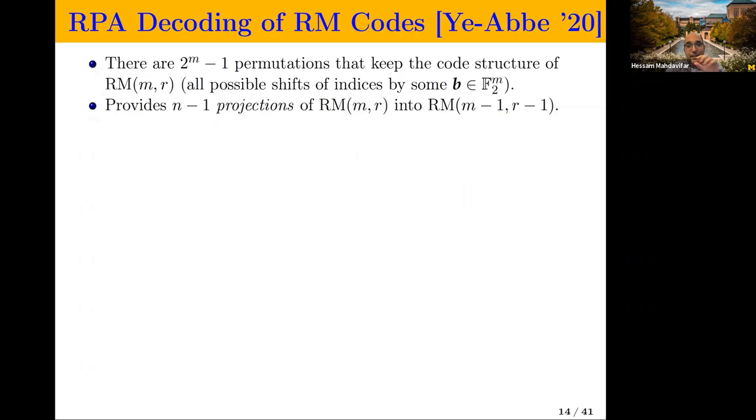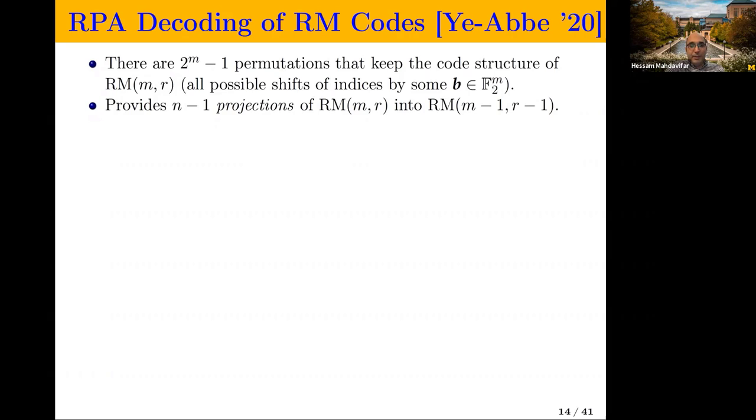Just split the Reed-Muller codeword into the first half and the second half, and pair the first bit of the first block with the first bit of the second block, and so on. But it turns out, and it's a very nice structure, that there are actually 2^m minus 1 permutations of Reed-Muller codes that keep their structure, meaning that if you apply this permutation, you get the same codebook. We can represent these permutations as shifts by indices b in F2 to the m. If we represent the indices 0 up to n minus 1 as binary vectors of length m in a vector space, shifting them by any of the non-zero vectors gives us one of those permutations.